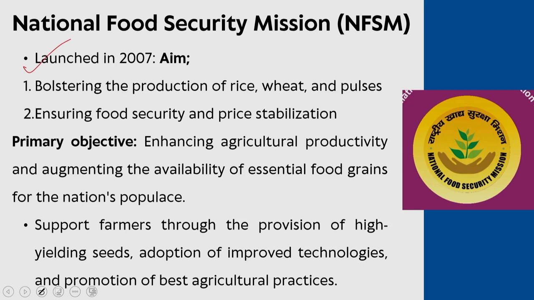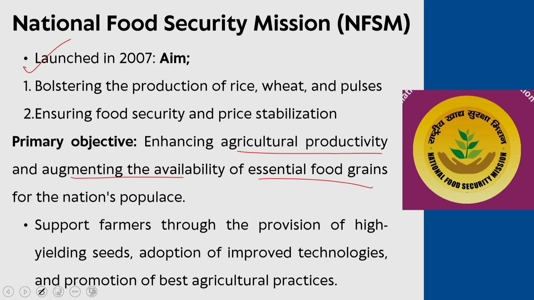certainly bolstering the production of rice, wheat, and pulses, thereby giving a boost to food security and even price stabilization. So when you look into the objectives of the National Food Security Mission, it revolves around enhancing agricultural productivity and augmenting the availability of essential food grains. So when you look into the needs of the population, this is quite a relevant and critical objective.